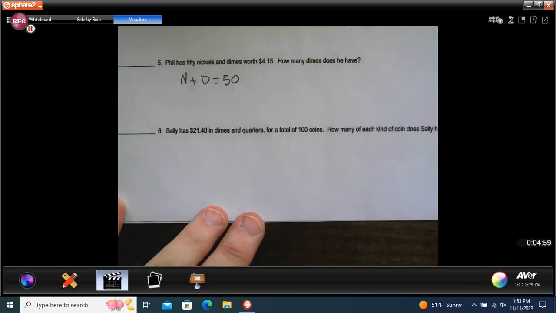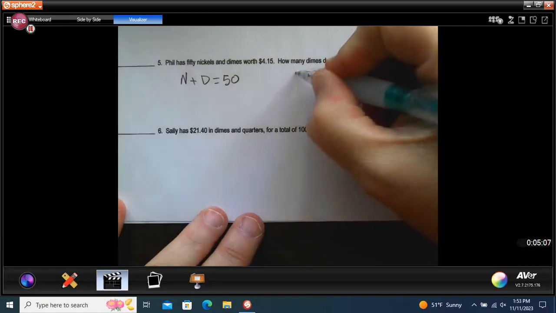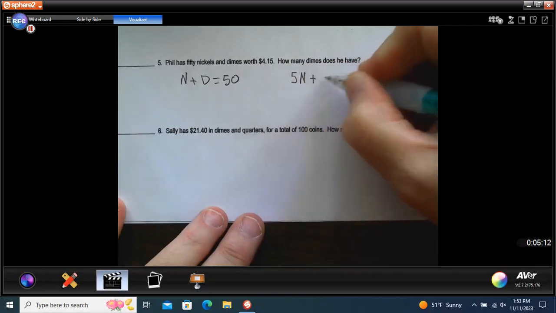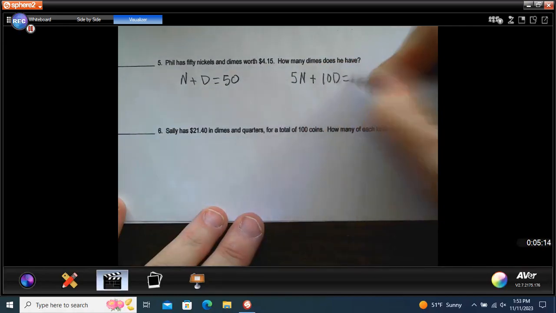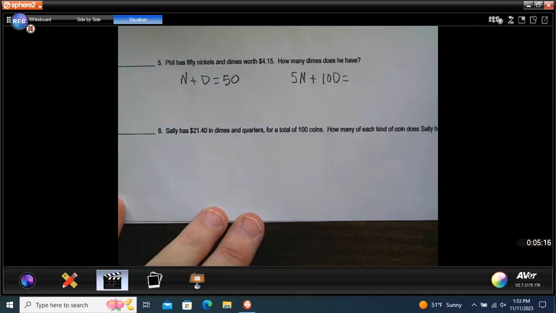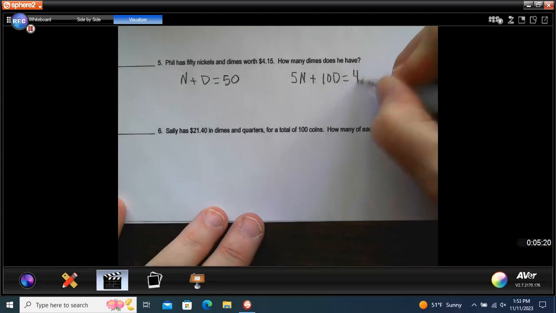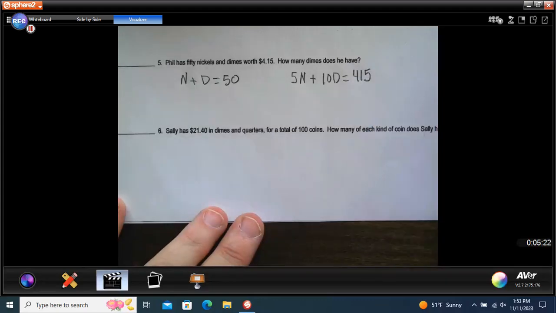So number of nickels plus number of dimes is 50. And then its worth, so here comes the value equation. What is a nickel worth? A nickel's worth 5. 5n plus 10d, and I usually don't use decimal points on these problems, equals 415. That's how much money I have.